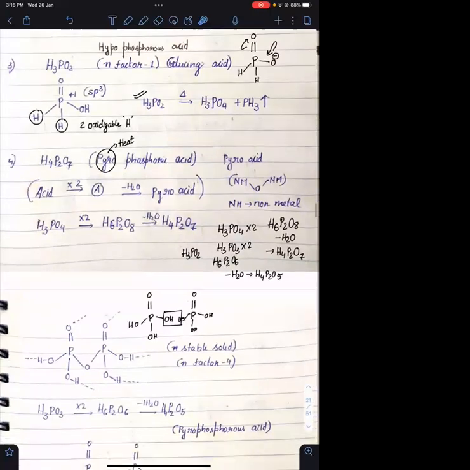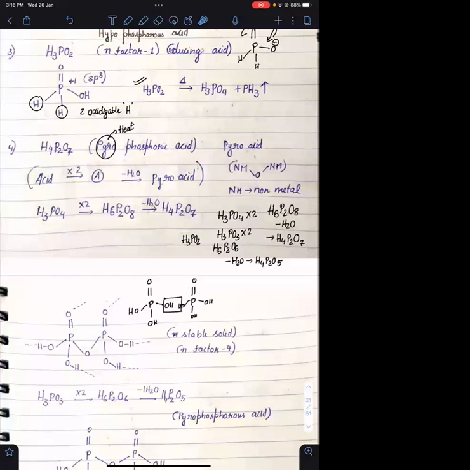And that is the same order of reducing agent strength. H3PO2 is strongly reducing because it has two oxidizable hydrogens. Though the hydrogens are attached to phosphorus, both of them can be converted into OH, hence it is more reducing. In H3PO3, you have only one hydrogen attached to phosphorus, so only one oxidizable hydrogen. In H3PO4, you don't have any hydrogen attached to phosphorus, so you don't have any oxidizable hydrogens.